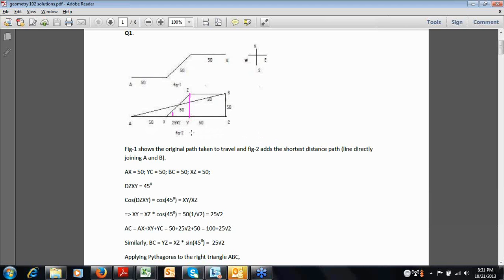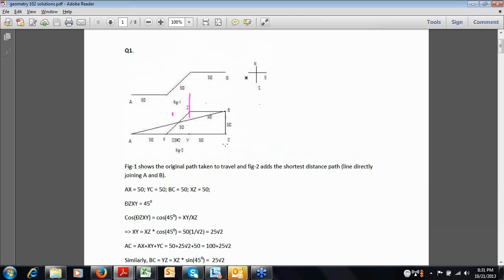So now we have all the values. We have the value of AC. We have the value of BC because BC will be equal to ZY. Again, with the sine we can calculate sine 45 degree is equal to ZY upon 50. So we can calculate the value of ZY, which is equal to BC.